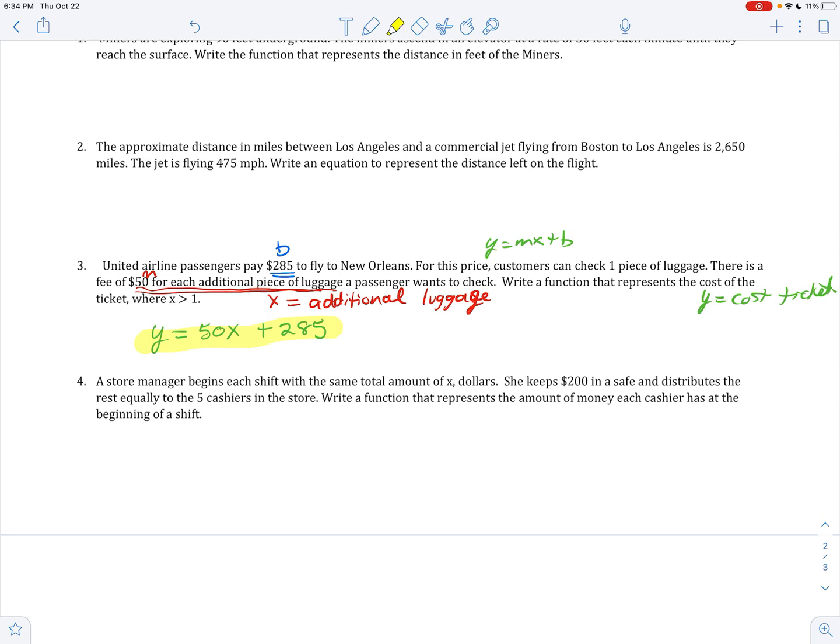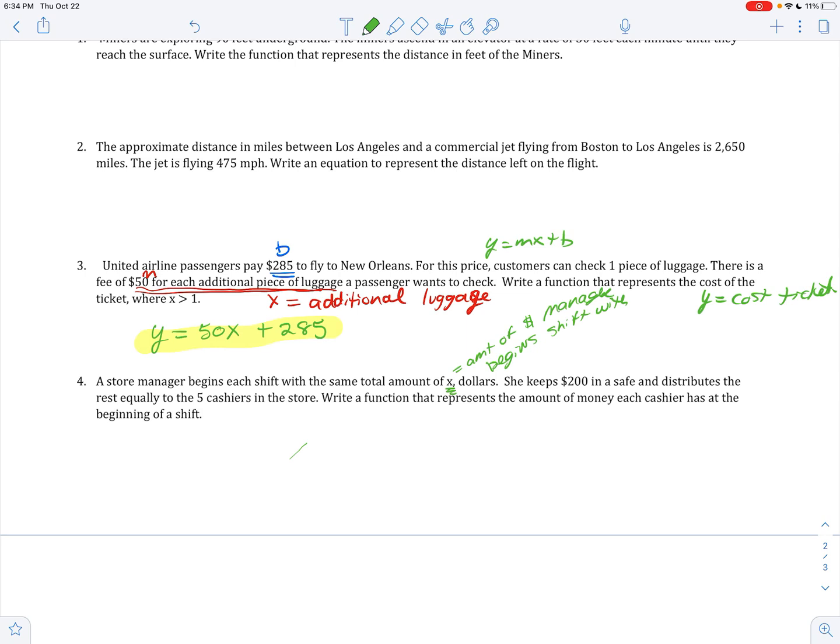For number 4, it says a store manager begins each shift with the same total amount of X dollars. All right, so X is representing the amount that the store manager begins each shift with. That's our X. She keeps $200 in a safe and distributes the rest equally to the 5 cashiers in the store.